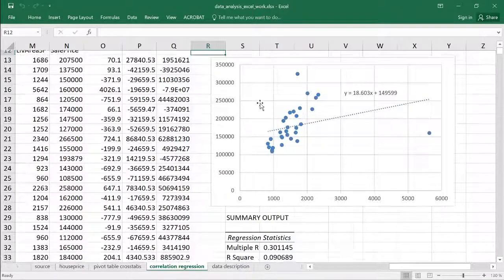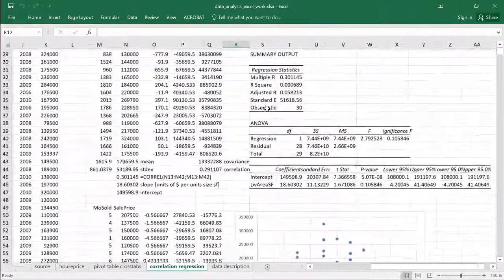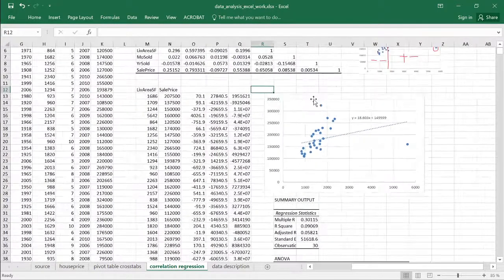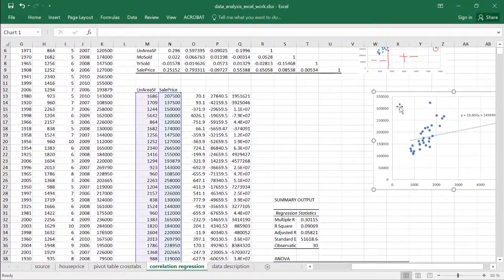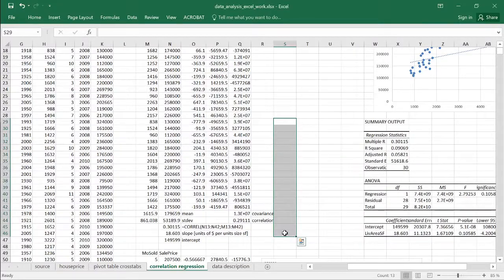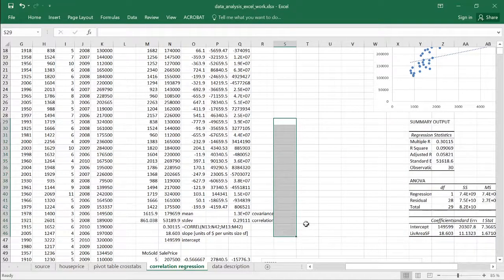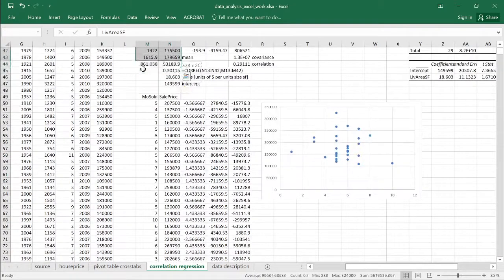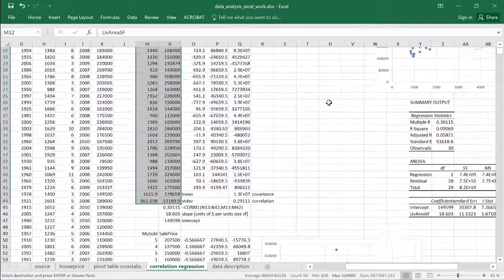I'd like to take a closer look at the results that we've obtained from using the data analysis add-in, the regression add-in. Before I do that, I briefly make some space here and copy the data again here.